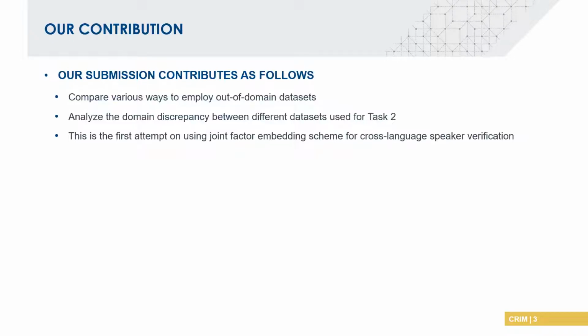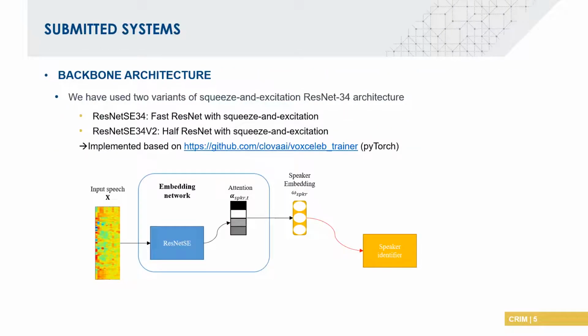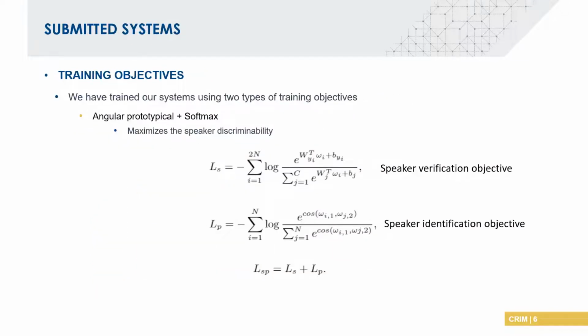And some of our systems were trained using disentanglement techniques to remove the non-speaker information to help the system perform well on cross-language trials. Our submitted systems are based on the squeeze-and-excitation ResNet architecture, which takes the MFCC features as input. The networks were trained using two types of objective functions.